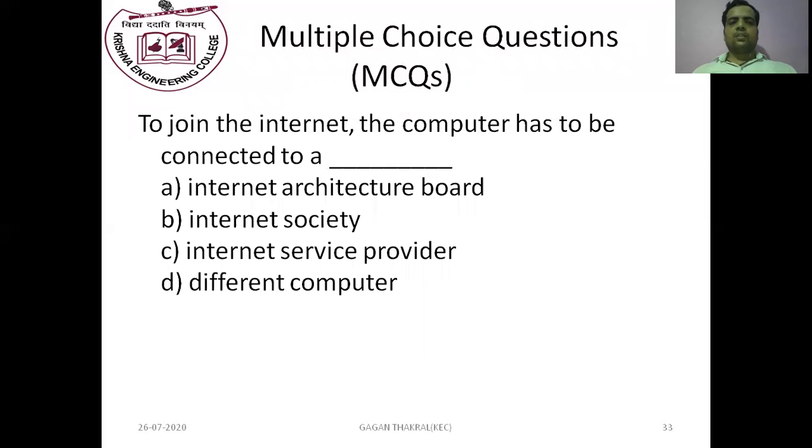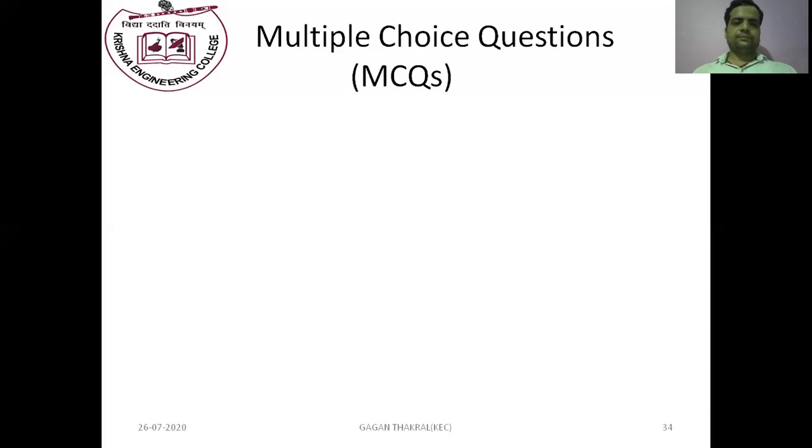Now, to join the internet, the computer has to be connected to: A, Internet Architecture Board; B, Internet Society; C, Internet Service Provider; D, Internet Computer. Answer is Internet Service Provider. We require an ISP, Internet Service Provider, to connect with the internet.